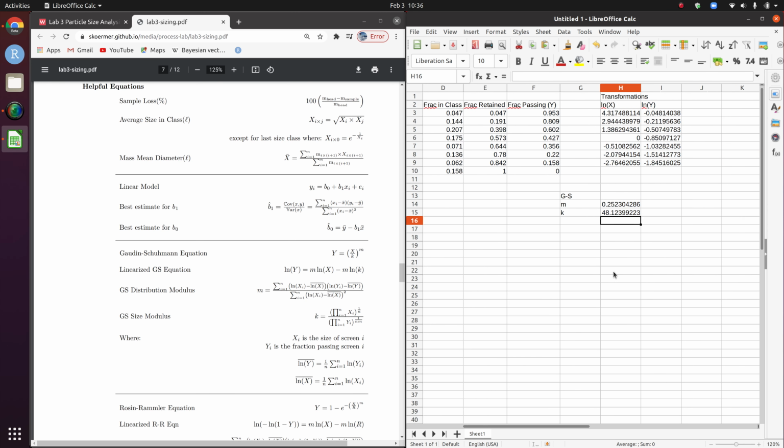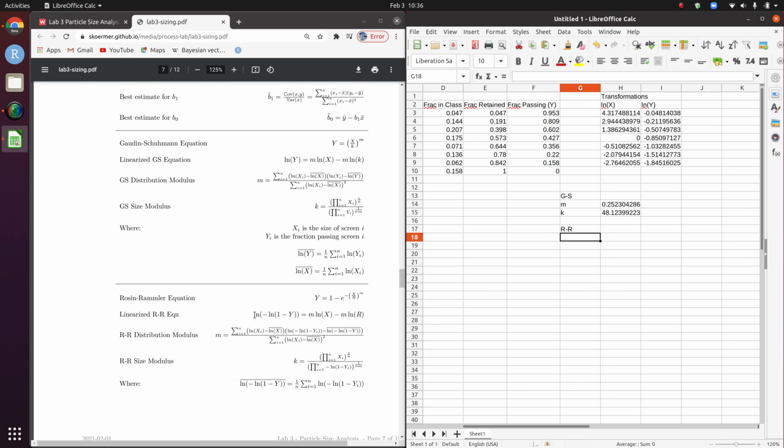Alright, now for the Rosen-Ramler equation. For the Rosen-Ramler equations, we end up taking a little more complicated transformation of y, but we still use just the natural log of x, and we end up with the natural log of r. So I'm going to make another column here. If you look at this size modulus equation, unfortunately I made a typo. This k should be r.